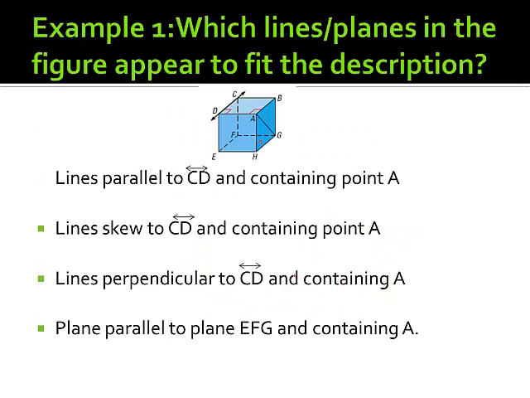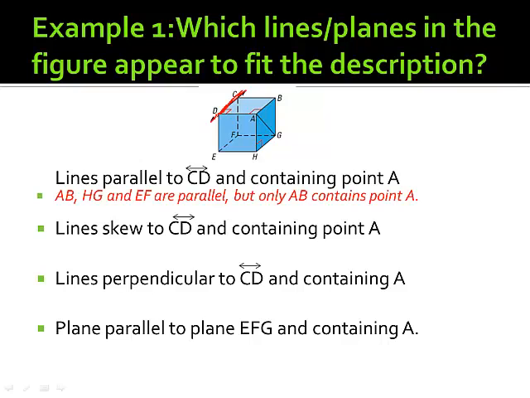Okay, so example 1, which lines, planes in the figure appear to fit the description? So lines parallel to CD and containing point A. Well, lines parallel to CD. Well, we have this guy here is CD's line. So which lines are going to be parallel? If I tell you that this is a cube, that means that we could have a bunch of different ones that are parallel. AB is going to be parallel to, and HG is going to be parallel to, and EF are going to be parallel to.